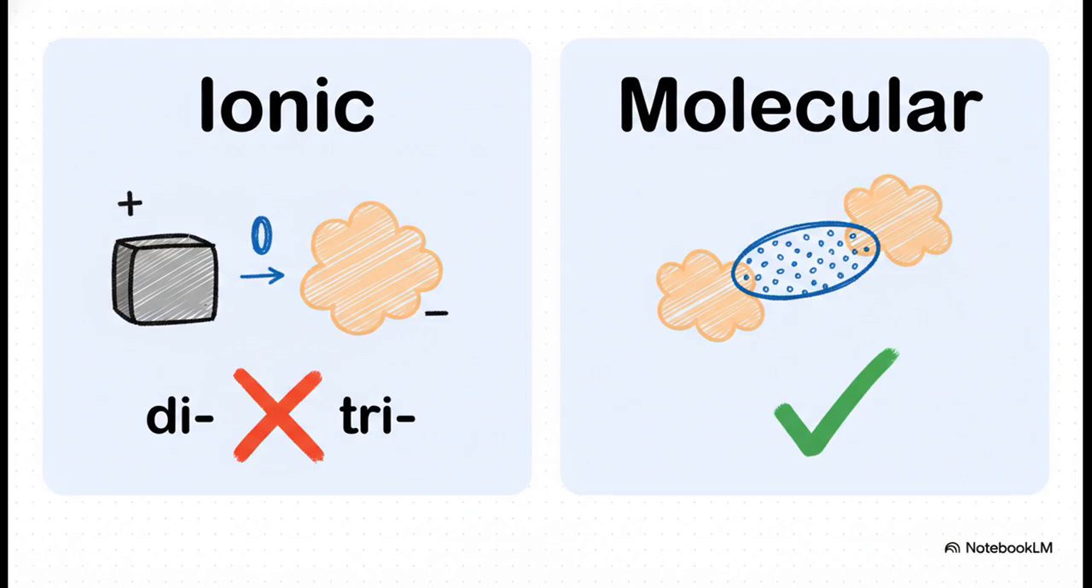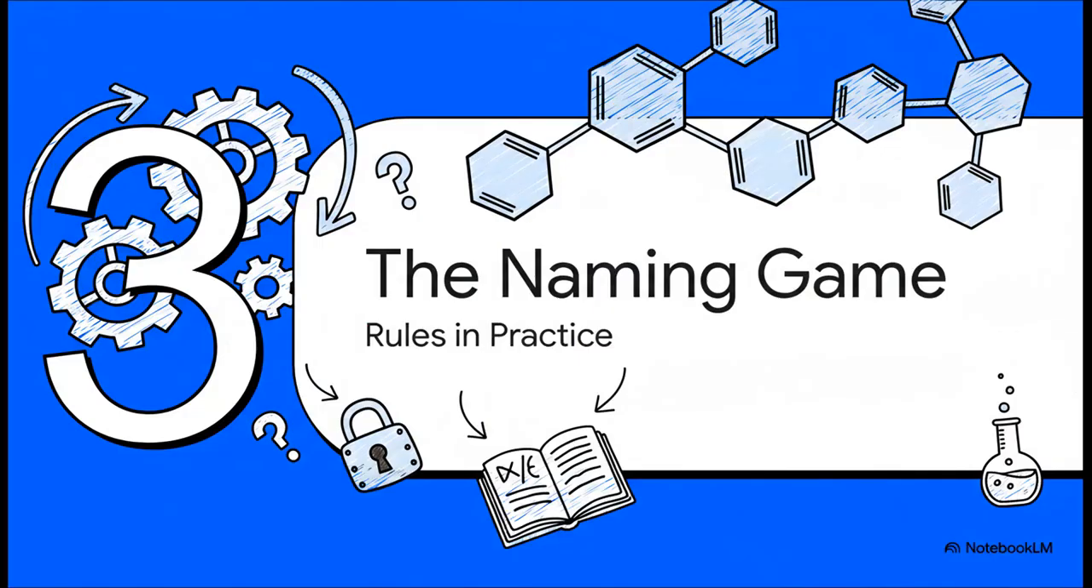And it's because nonmetals can combine in all sorts of ways, like CO is carbon monoxide, but CO2 is carbon dioxide. The prefixes tell us exactly which one we're talking about. Ionic compounds don't need them, because their charges lock them into just one specific ratio. All right, that's enough theory. Let's actually see this code in action. It's time to play the naming game and put our brand new skills to the test.